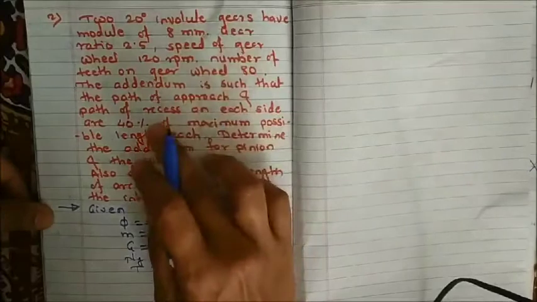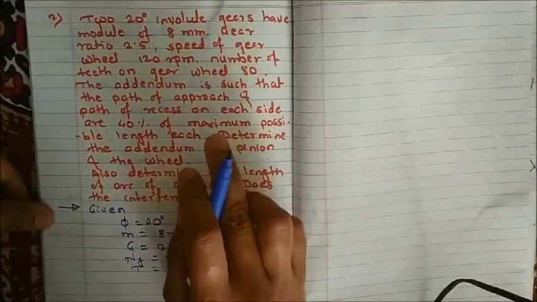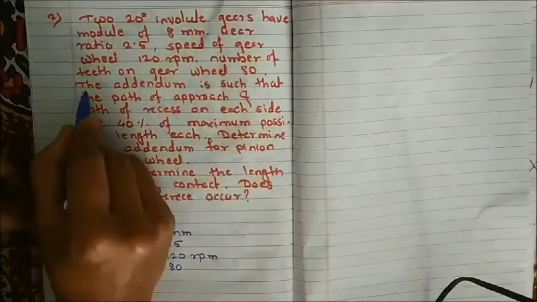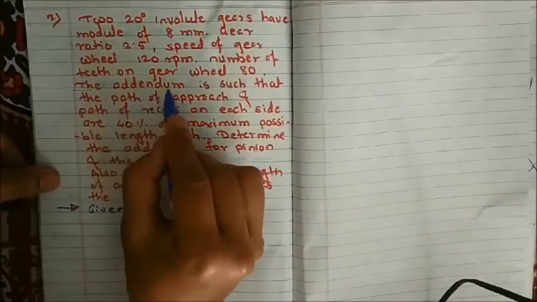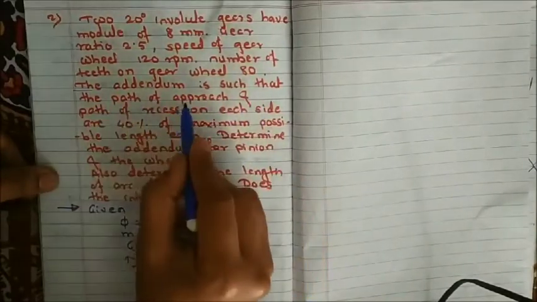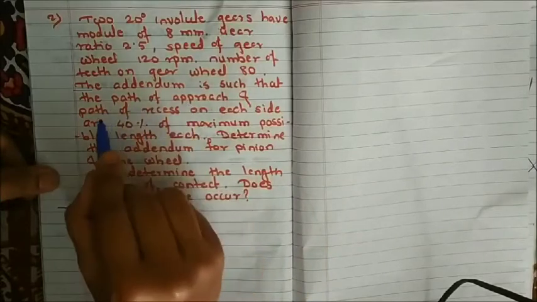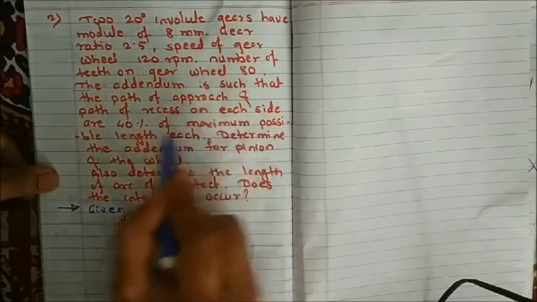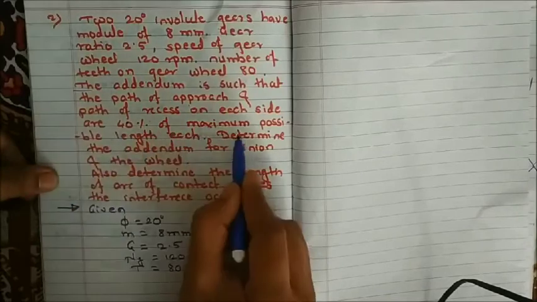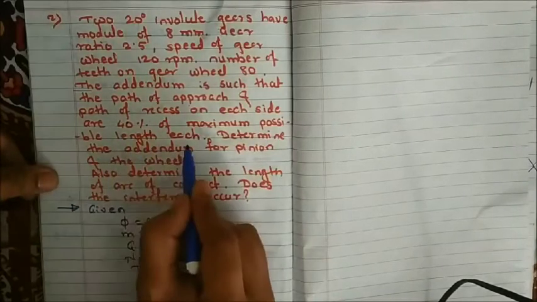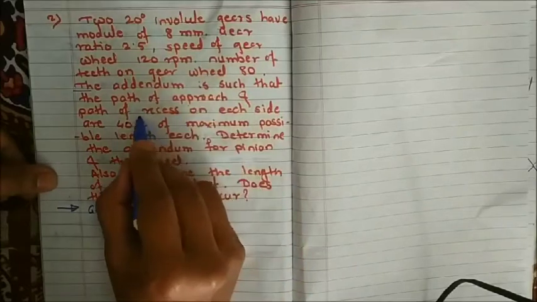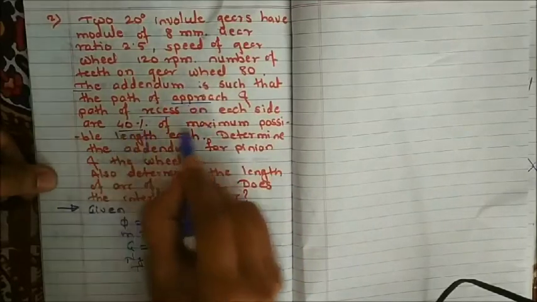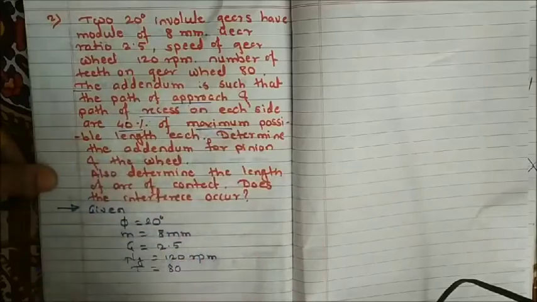The addendum is such that the path of approach and path of recess on each side are 40% of maximum possible length each. Now this line is very important. This is the only twist this numerical has. Path of approach and path of recess is 40% of maximum possible length of each.